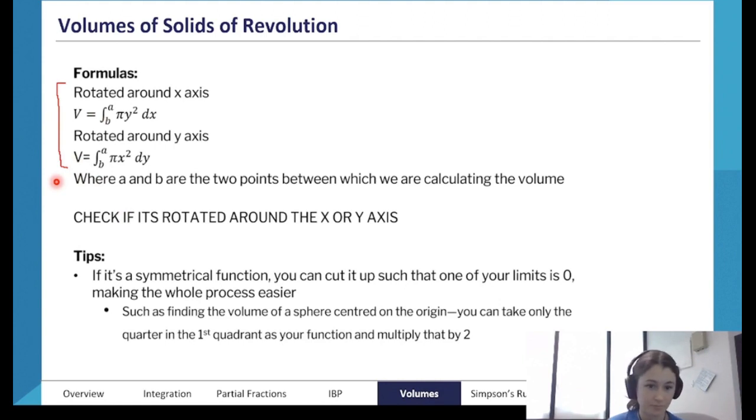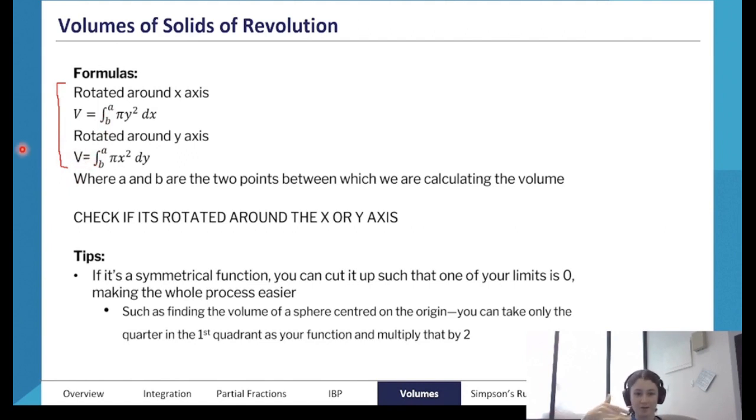Now, the big tip that I have here in all caps is check if it's rotated around the x or y axis. I swear, this is something I would always make the mistake of. Maybe you guys are smarter than me. I would always say it was rotated around the wrong axis just because I wouldn't read the question fully. I was a little bit arrogant and just assumed I knew what was going on. I didn't think I needed to read it. So when you don't check if it's rotated around the x or y axis, you're going to use the wrong formula and the wrong limits, and then you're going to get the whole question wrong.